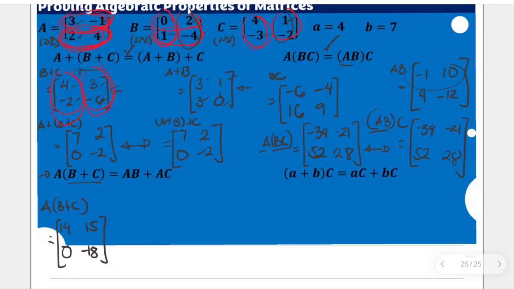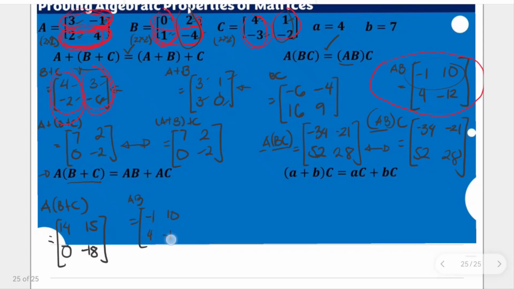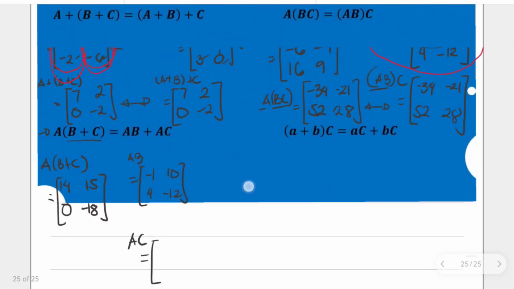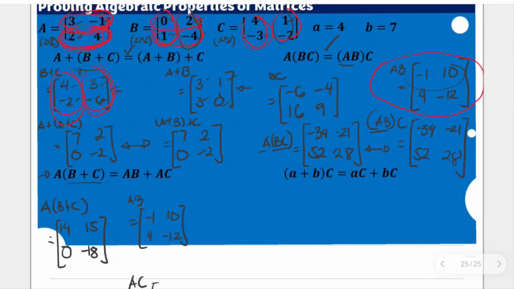But AB, if I'm correct, please look into this one. This is already AB. So I am sure to already have AB in the form of -1, 10, 4, and -12. I'm going to add it to AC, but I don't have AC yet. So I'm going to make AC here. AC means the row of A against the column of C.